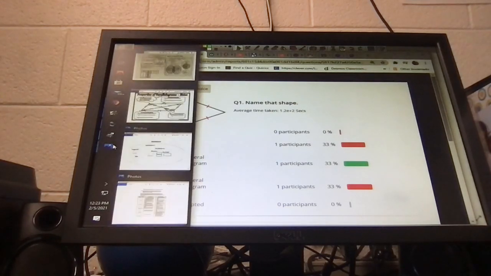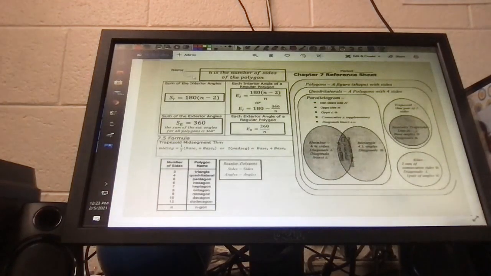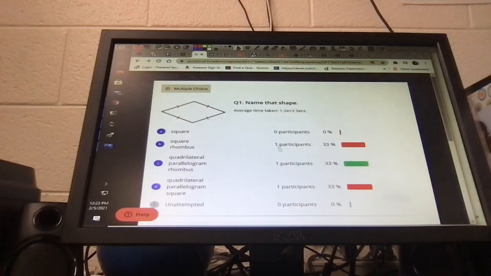So if I go to my worksheet here, rhombus is right here, this rhombus bubble. So this rhombus bubble is in this parallelogram bubble, which is in the quadrilateral bubble. Okay, so the answer would be rhombus, and because the rhombus is a parallelogram and a parallelogram is a quadrilateral, it would be all three of those. So that's why this would be your answer.